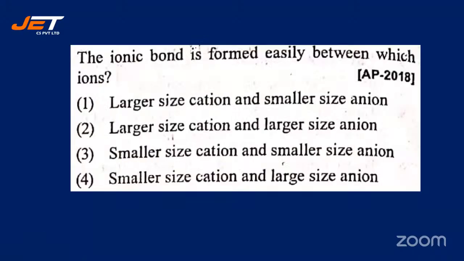Next, the ionic bond is formed easily between which ions? ఏ ions మధ్యన ionic bond అనేది ఈజీగా ఫామ్ అవుతుంది? Large size cation and small size anion, larger size cation and large size anion. So ఇది ఇందాక బయట డిస్ప్లే అయిపోయింది. So I think Anil has mentioned option 1. Let us see which is the right answer.